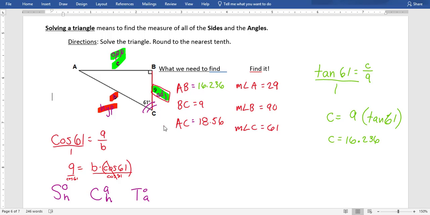Now I'm just going to take a look at these. Does it make sense that the hypotenuse here is the longest side, 18? Yeah. Does it make sense that AB is 16 and BC would be 9? Yeah, that makes sense too. So my answers seem to make sense. And notice, to solve this triangle, I have solved for all three sides.